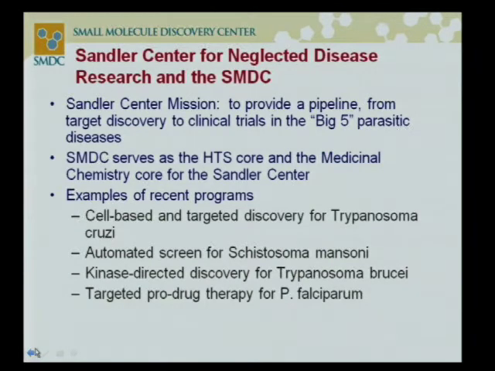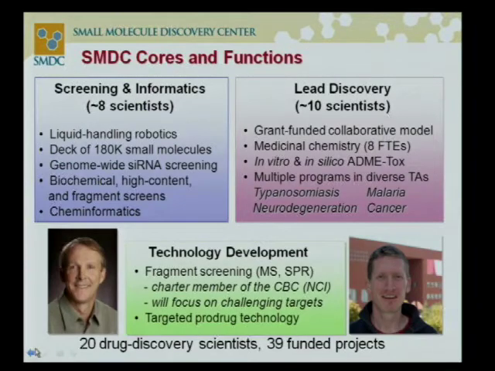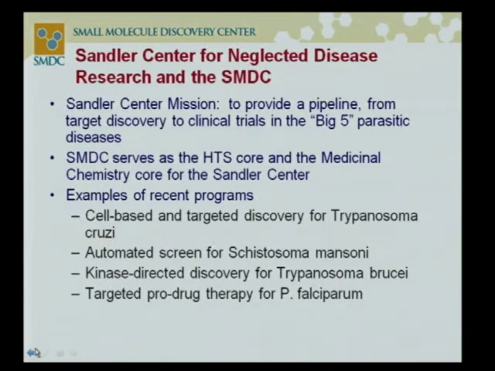The Sandler Center is set up as a series of cores, and I run the high-throughput screening core for the Sandler Center. My boss here is Jim Wells. He's the director of the center and the chair of our department in pharmaceutical chemistry, and Adam Renslow runs the chemistry group. I run the biology group. Examples of the recent programs that Adam and I have been focusing on with the Sandler Center include cell-based and targeted discovery for T. cruzi, automated screening for Schistosoma mansoni. I'll talk a little bit about those two. And then we have a series of other technology and target discovery applications on other diseases.